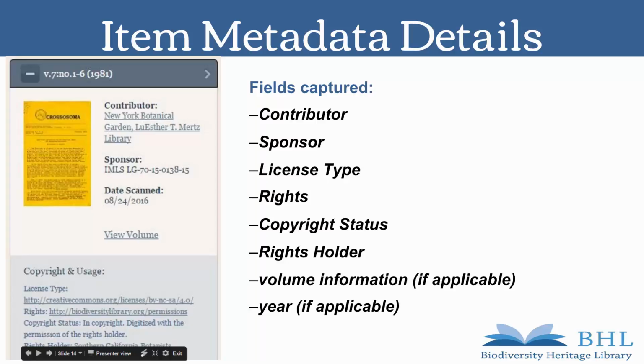This is how the item metadata is displayed in the BHL interface. Item metadata elements include volume information, such as volume number and year for journal items, contributor, sponsor, copyright metadata, and rights holder. As you can see in this image, Volume 7, numbers 1 through 6, are included in this scanned volume, and they were all published in 1981.